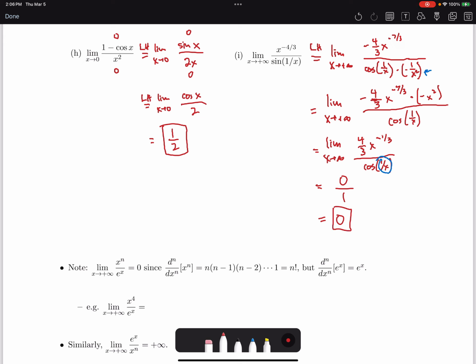Okay, so this is how L'Hopital's rule works. Like with any other limit, this is something that just takes a little bit of practice to get used to. But it is a really nice tool that gets us out of some pickles, okay?